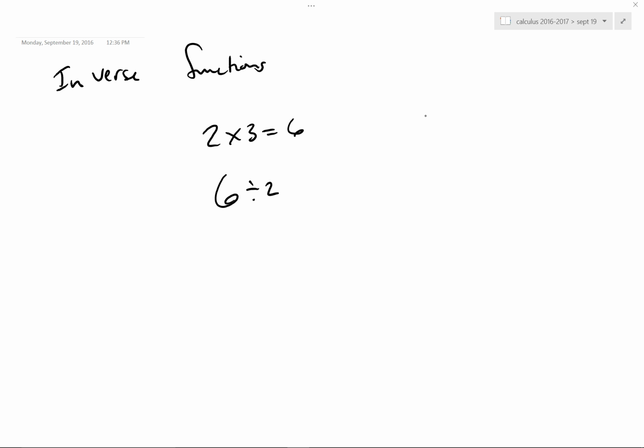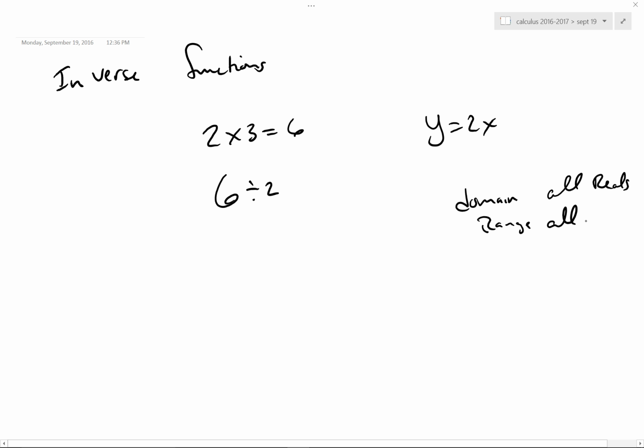We know that when we have a function like y equals 2x, you've got a domain and a range. In the case of these, it's all reals. There's nothing you can't times by 2, and you're going to get every answer coming out the other side. It's all real. So it's easy.